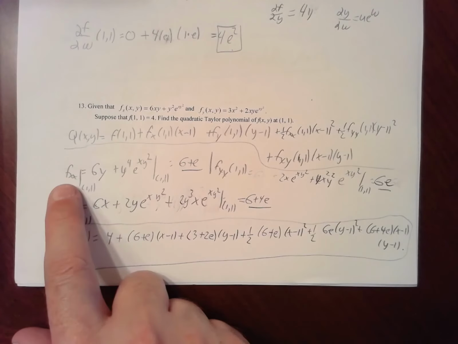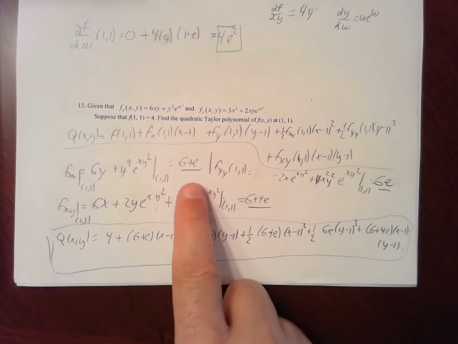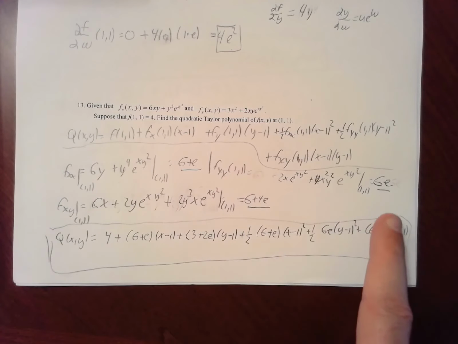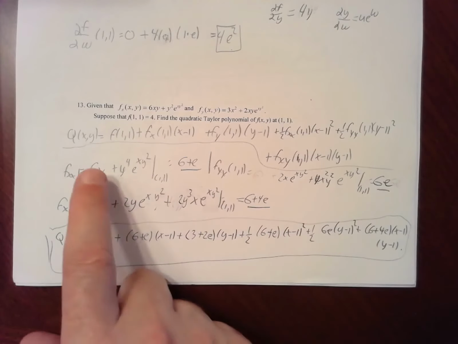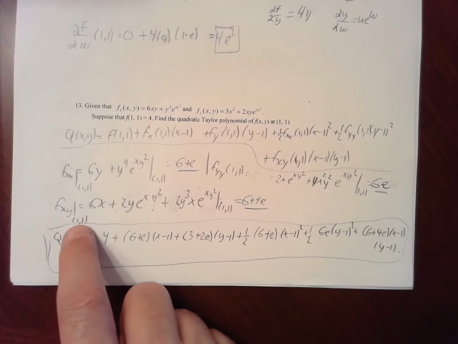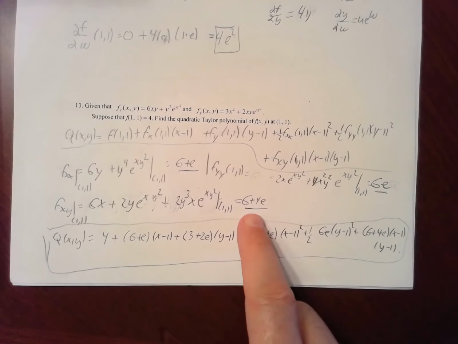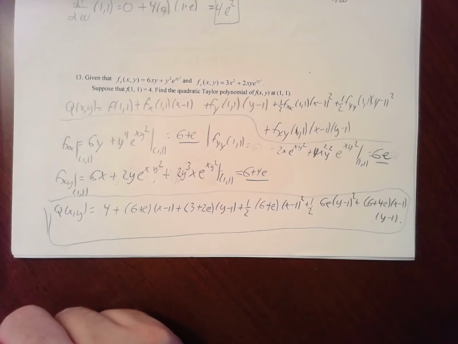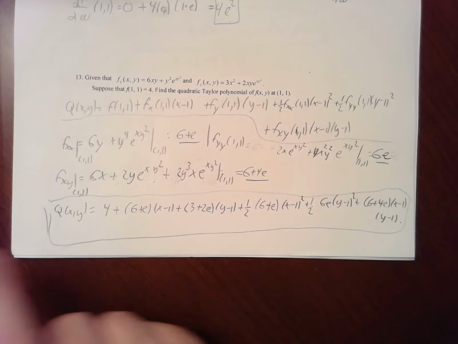Here's fxx at the point 1, 1. I got 6 plus e. fyy at the point 1, 1. I got 6e. The mixed partial at the point 1, 1. I got 6 plus 4e. So I've got 1, 2, and 2. And then just fill everything in. I am not simplifying that. I'm leaving that alone. You want to simplify that, you're going to be there all day. Leave that alone.